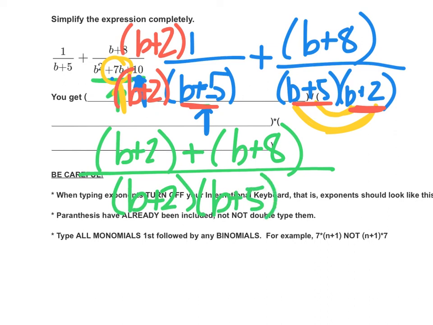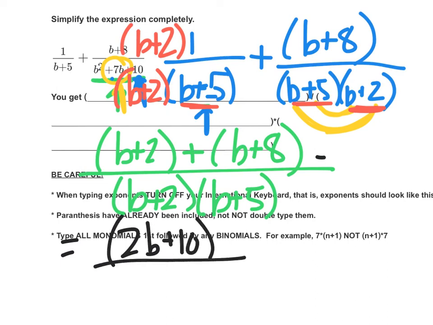Then I just need to go up here to the top and add my like terms. It's going to be b plus b is 2b. A 2 plus an 8 is going to give me the 10. So what you're going to have here, write it down here, is 2b plus 10 as a group. And then on the bottom here, you're going to have a b plus 2 and a b plus 5. And then you would be good.